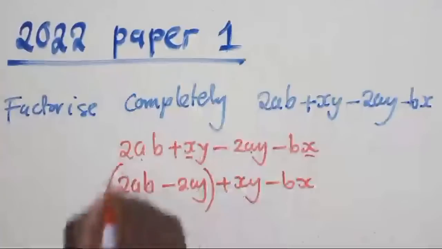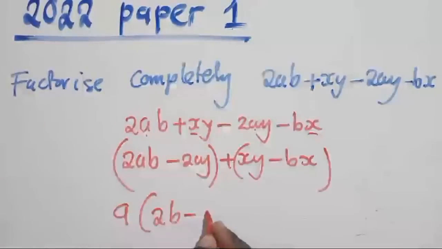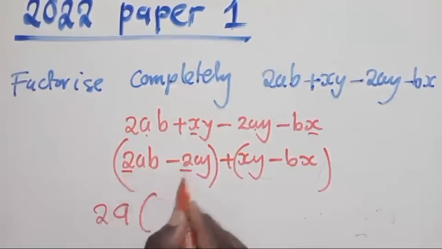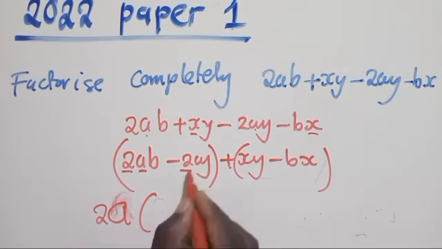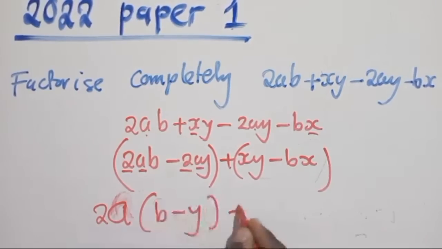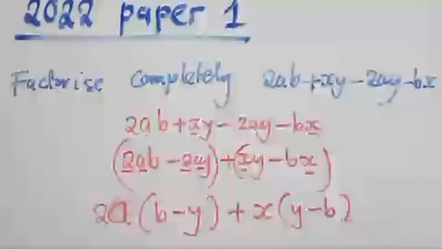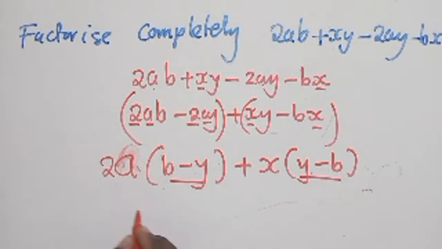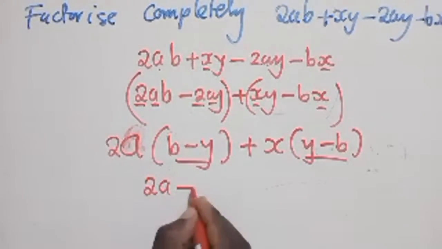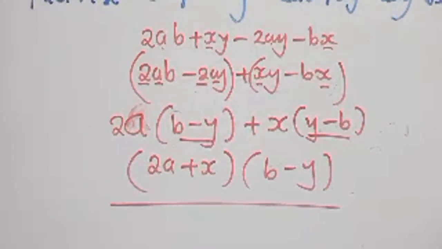The next thing, you factorize by grouping. So we have a 2a outside the brackets, because 2 is here and it's also here, and a is here. A and a. So we shall remain with b minus y. Here we have x is here and here. It can be outside. We have y minus b, like that. See, what is here and here are common. So we get what is in front of the brackets. That is 2a plus x inside the brackets, b minus y, and close. So this is our solution, like that.